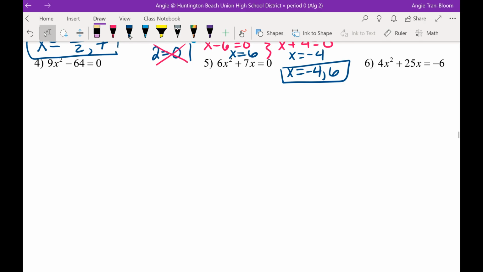Perfect. Again, you can solve this two ways: use the zero product property or not. What would you do first if you choose to use the zero product property? Find the GCF. Perfect. Well said. Is there a GCF between 9x squared and minus 64? No. So can we factor?